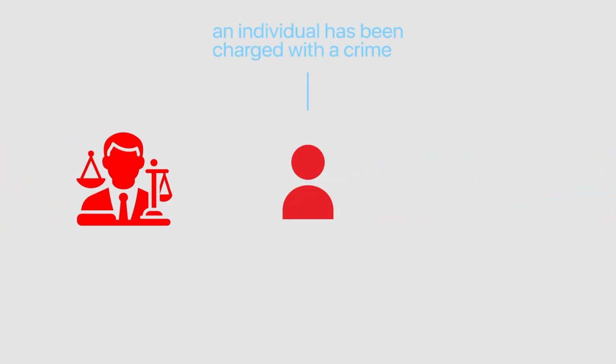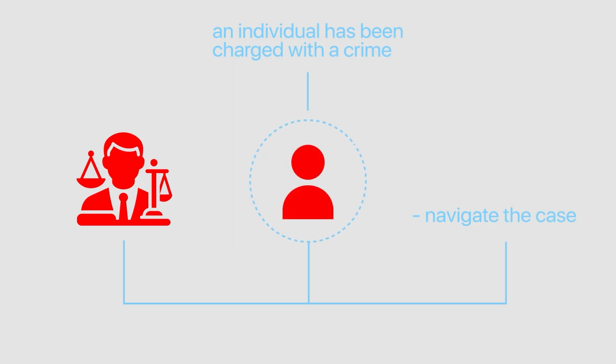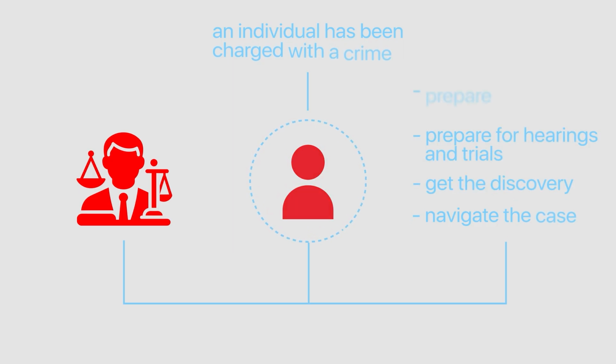Now, why is this important, and why do many lawyers fail at this? Well, most importantly, a lot of lawyers forget that this is a very personal process. A lot of lawyers look at this situation as an individual has been charged with a crime. My job is to navigate the case, get the discovery, prepare for hearings, prepare for trial, and then prepare for sentencing. Most federal cases will always end in a sentencing. It's very rare that a case will not end in a sentencing of some sort.